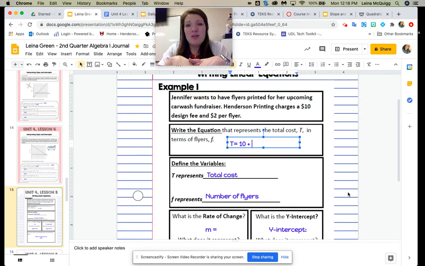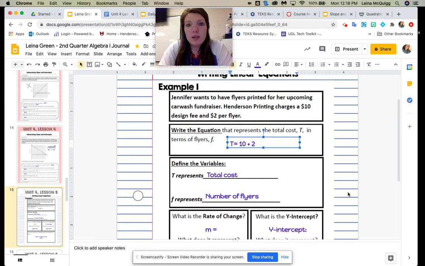So are we only paying the $2 once? No, we're going to pay $2 for every single flyer. So if we buy 100 flyers, how much are we paying for those? Well, for 100 flyers at $2 a piece, that's $200, right? So how did we figure that 200 out? Well, we did 2 times 100. So how do I write that in words? Well, 100 was the number of flyers, and we wrote down here that the number of flyers is represented by F. So I did 2 times 100.